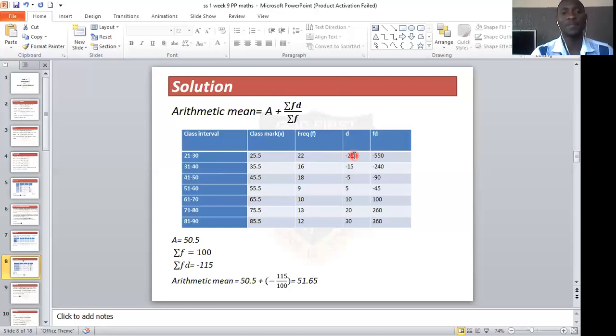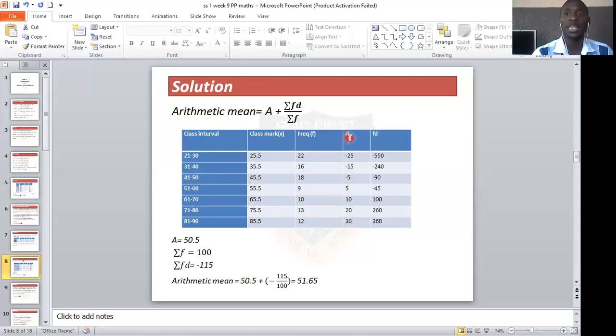So for the second interval, the class mark is 31 plus 40, which will give you 71, divided by 2 will give you 35.5. 35.5 minus the assumed mean, 50.5, will give you minus 15. And this is what we use down to the last one, which is 75.5 minus 50.5, and that will give you 25.